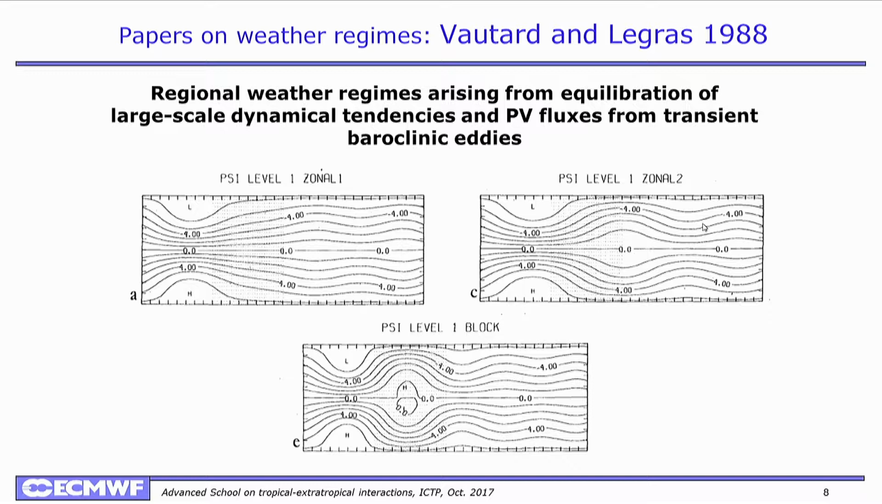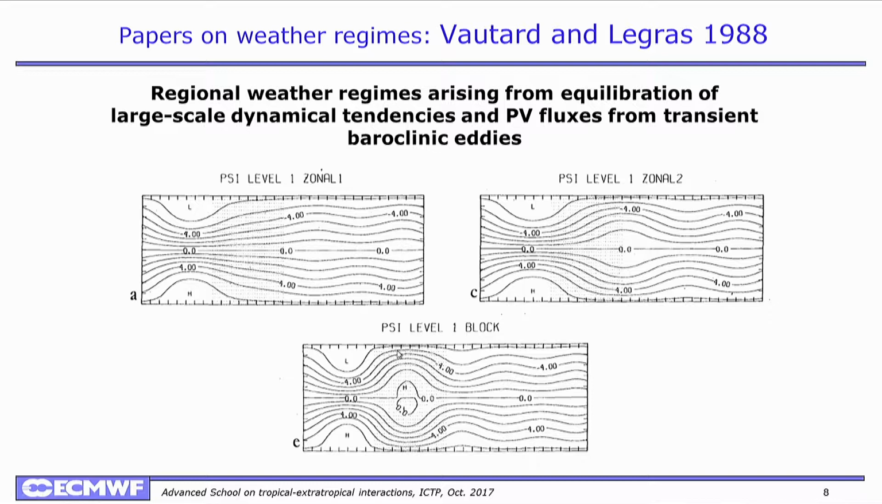The difference with respect to the Reinhold and Pierrehumbert paper is that the large-scale flow in this case has no multiple equilibria. But still, because of the interactions between the various scales in the model, and in particular the feedback of the high-frequency transients, they could have one regime where the flow was almost zonal, one with an intermediate wave amplitude, or a slightly perturbed zonal flow, which they call zonal two. And then a third equilibrium where the flow created a strong dipole with an inversion of the zonal flow, and they called this a blocking.